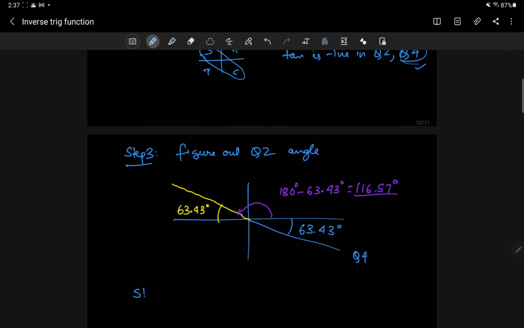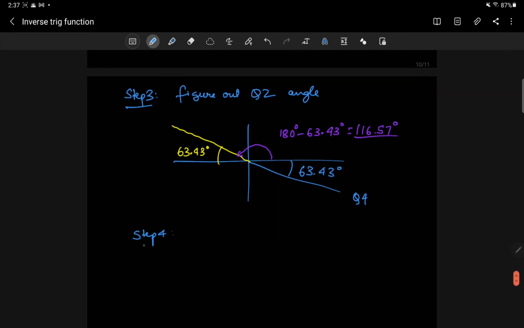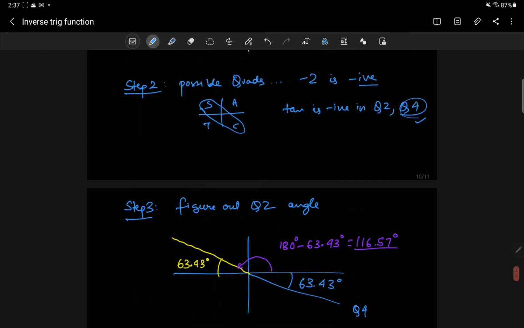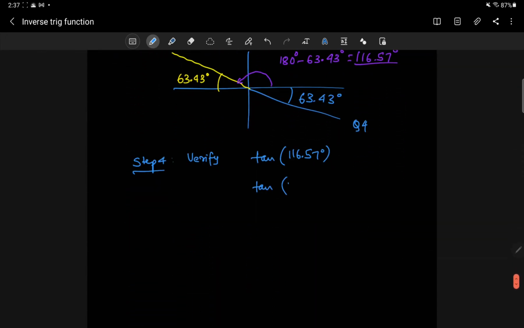And now the last step is verify. So to verify, I use a calculator to find tan of 116.57 and tan of 296.57. So I type that in, making sure it's in the right mode. So this comes out to -1.9999, which is just -2, and tan of 296.57, which also comes out to -1.9999, which is pretty much -2.